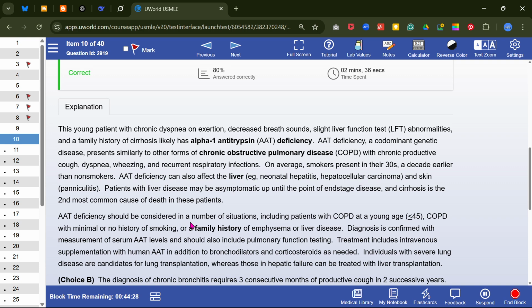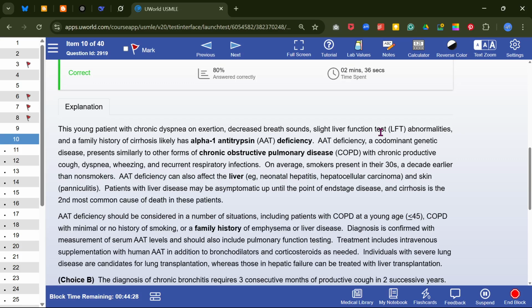Alpha-1 antitrypsin deficiency should be considered in a number of situations, including patients with COPD at a young age, COPD less than 45, COPD with minimal or no history of smoking, or a family history of emphysema or liver disease. Diagnosis is confirmed by serum alpha-1 antitrypsin level and should also include pulmonary function tests.